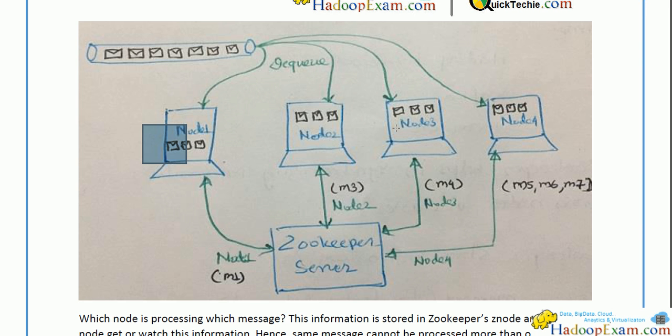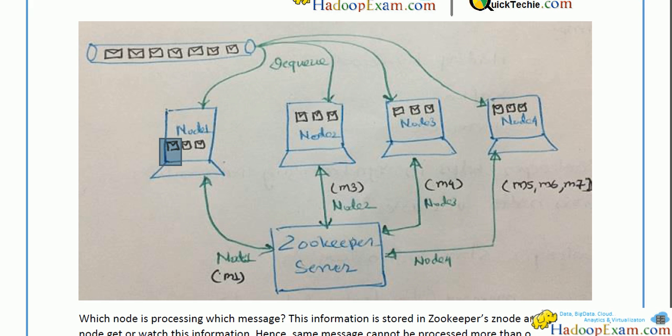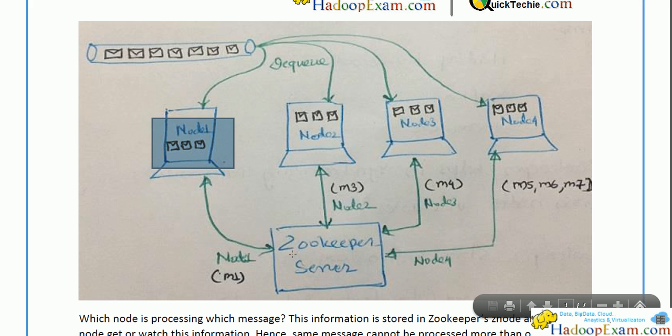To avoid duplication, the same message should not be processed by more than one node. How can this information be synchronized? So there is a Zookeeper server which is connected with all the nodes in the cluster, and this Zookeeper server has the information that node 1 is processing message 1, so other nodes should not process this message 1. So as soon as node 1 goes down, Zookeeper has this information. You have to configure this, obviously.